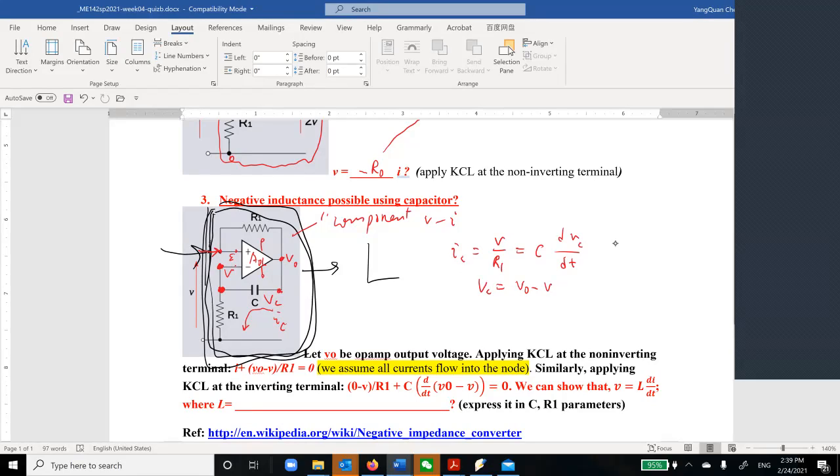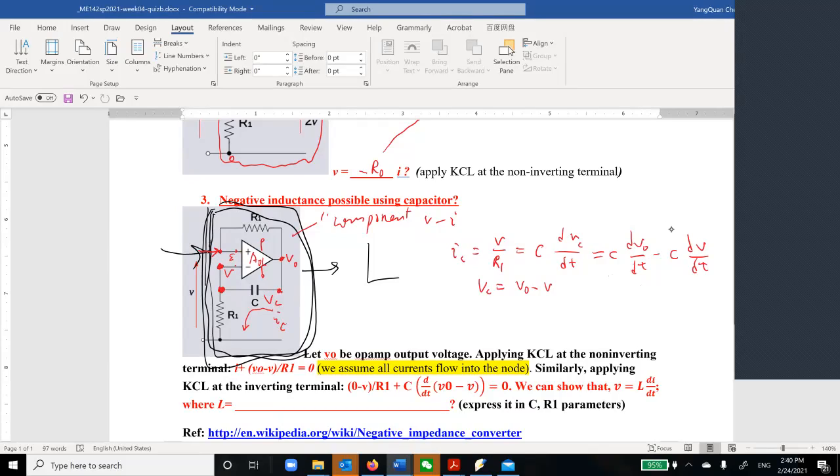All right. So then I'm going to write down dVC/dt. That will be C dV0/dt minus C dV/dt, right? This is my IC. So I basically want to find out what is my V0.